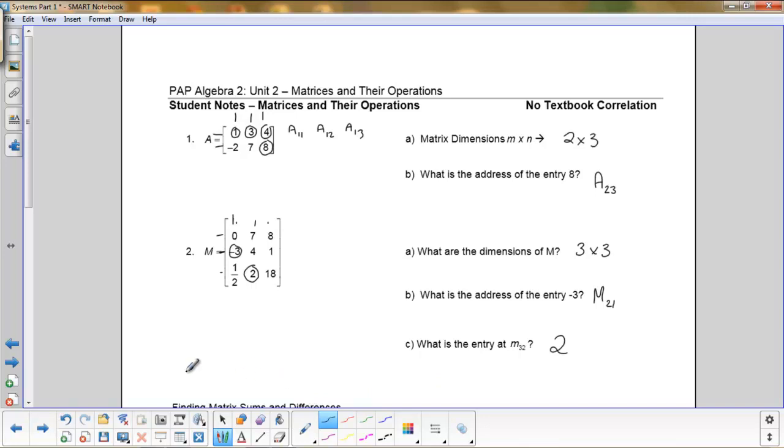Matrices are pretty straightforward when you're working through them, and some of their operations are pretty straightforward as well. We'll take a look at those next.